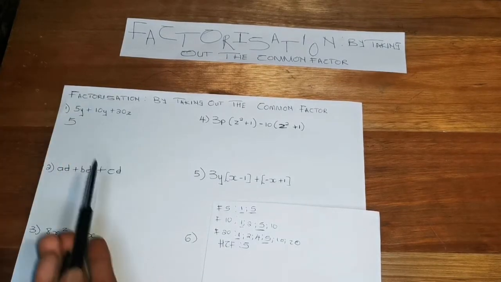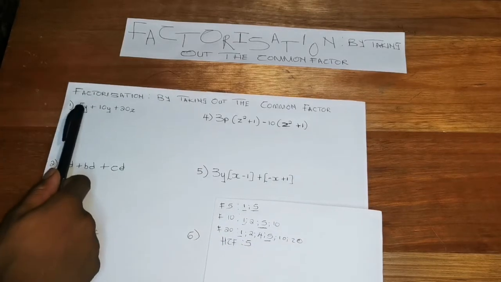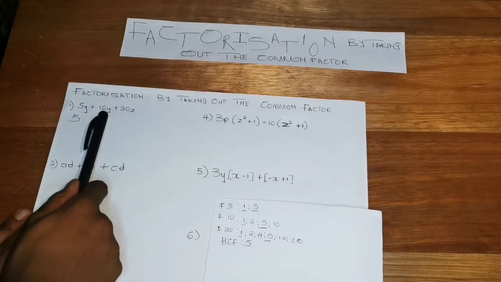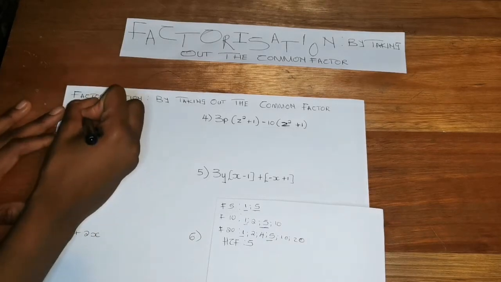So before you can say what is the highest common factor of the variables, you have to check if the three terms have the same variables. If they don't have the same variables, it means that you cannot take a variable outside the bracket because it is not common among all the numbers. We have y here, we also have y here, but here it is not a y, meaning that we don't take out any variable because we don't have any common variable among the numbers. Then we're going to open our bracket.